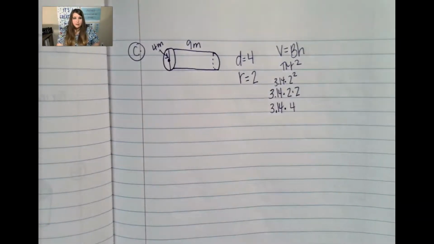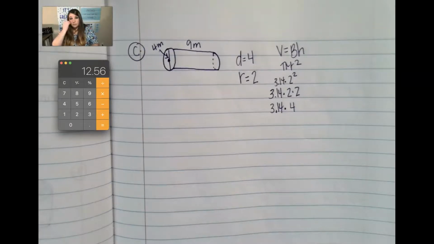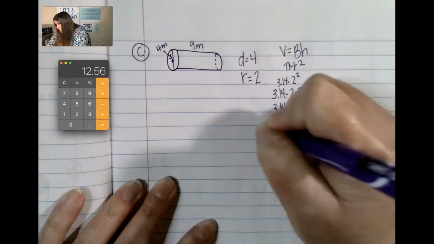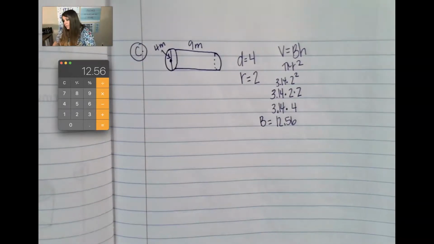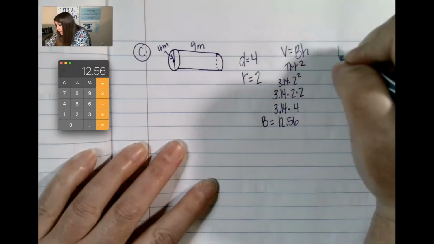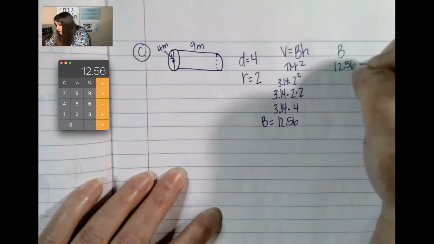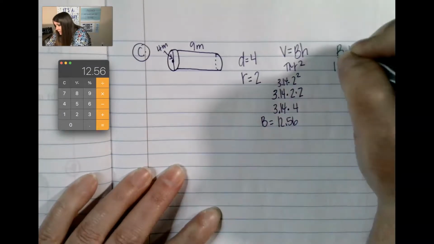Where did my calculator go? There it is. All right, so 4 times 3.14 equals 12.56. So my area of my base is 12.56. You're going to take the area of your base and multiply that by 9 for the height.